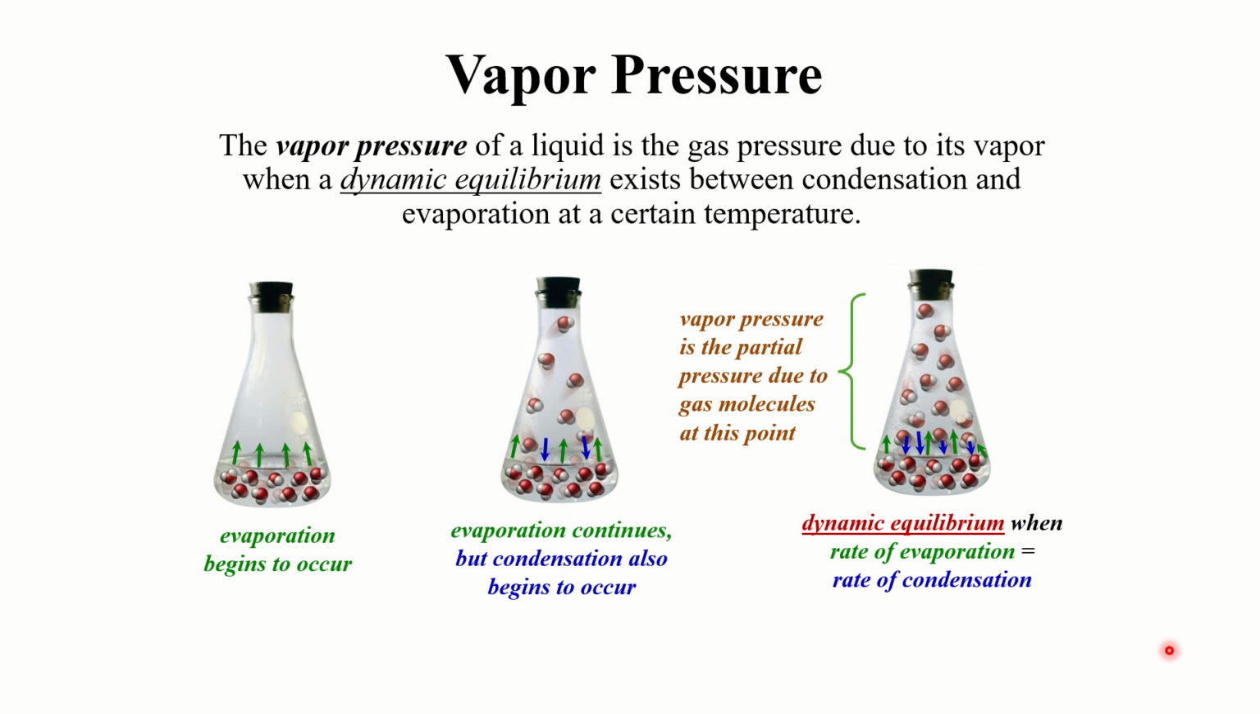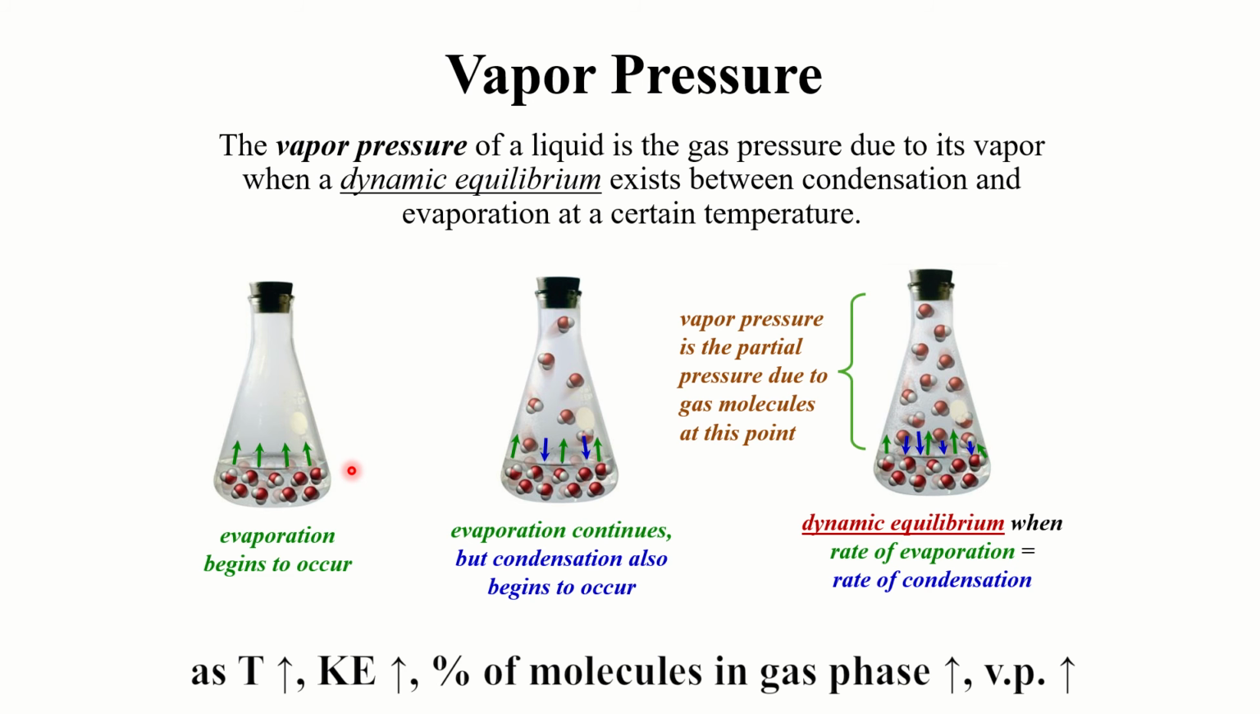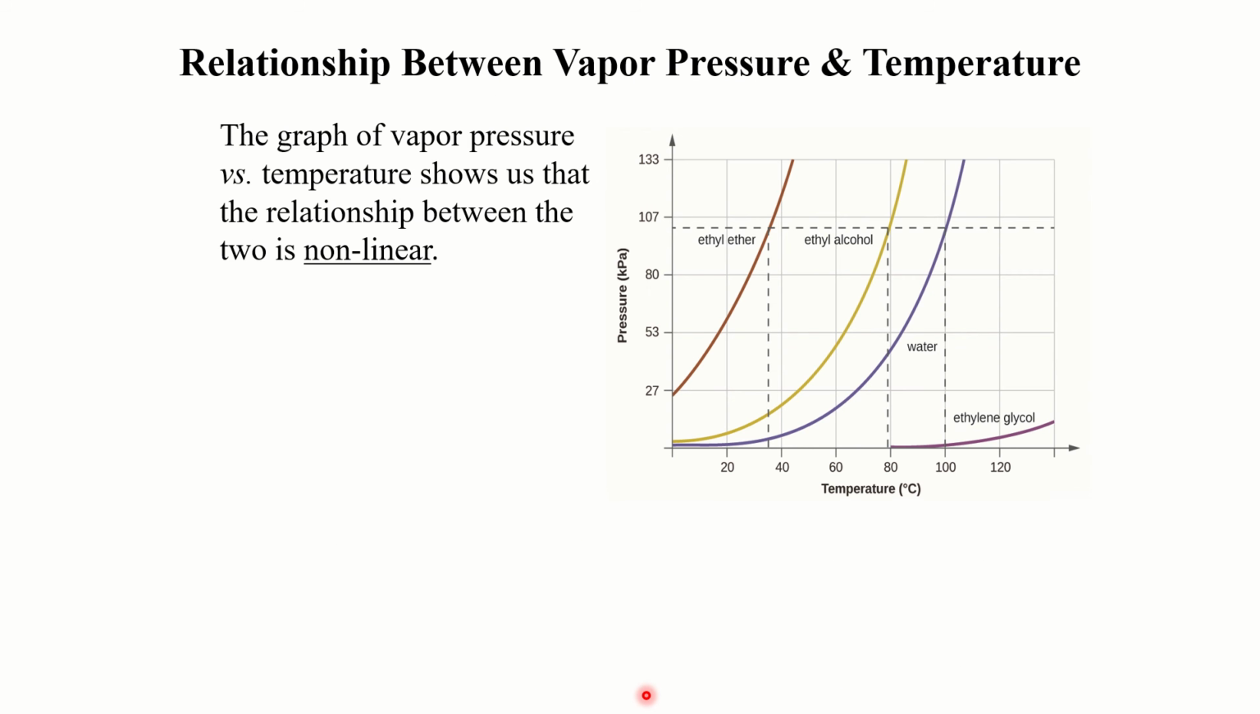Okay, so just summarizing one more time, vapor pressure of a liquid is the gas pressure due to its vapor when a dynamic equilibrium exists between condensation and evaporation at a certain temperature. As temperature increases, this means kinetic energy is increasing, meaning the percent of molecules in the gas phase is increasing, and therefore vapor pressure increases. All right, so let's look now at the mathematical relationship between these things.